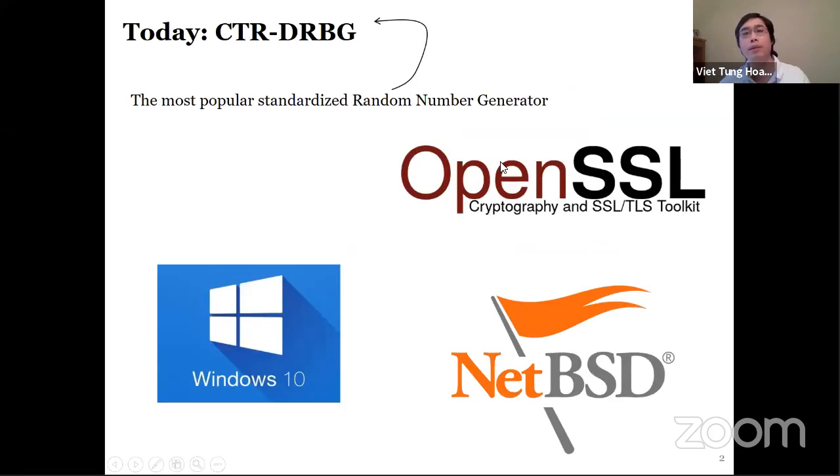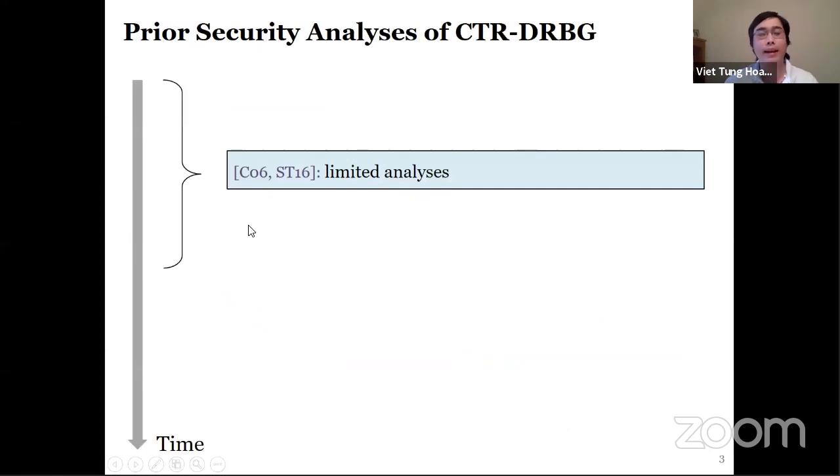So today I'll talk about the security of the counter-DRBG, which is a national standard of random number generator. This tool has been used in numerous cryptographic libraries and operating systems, such as OpenSSL or Windows 10. The security of these systems crucially depends on counter-DRBG, but for a long time, there have been very few papers analyzing it. The security analysis in those papers is, however, very limited and cannot support the claims in the standard.